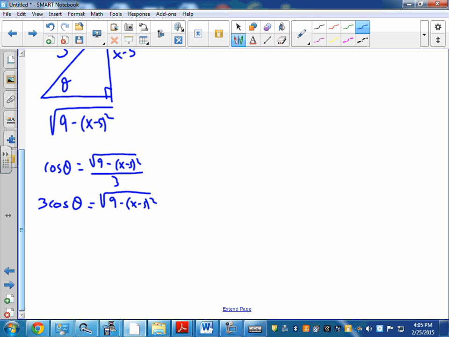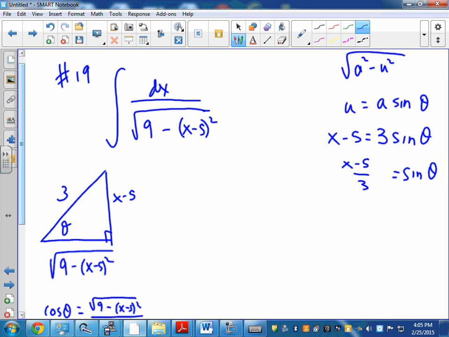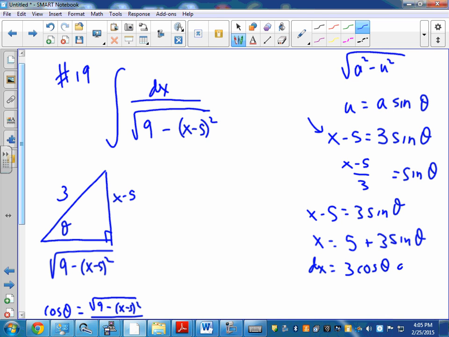Okay. The only other loose end we need is what is dx? Well, we know that x minus 5 is 3 sine theta. So x is 5 plus 3 sine theta. So dx is the derivative of this. The 5 goes away. 3 cosine theta d theta. Okay. So now let's go ahead and make all of these substitutions.